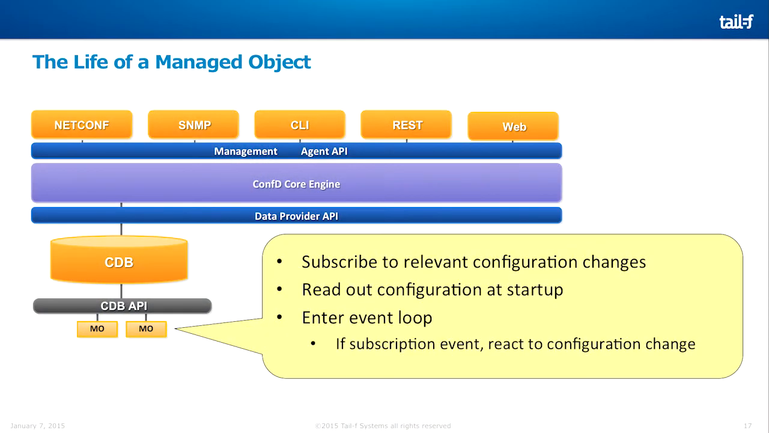So, you'll typically bring up your application. It will attach to the CDB API. It'll place any subscriptions to say if this data changes, please inform me. And it will also read out its initial configuration from CDB and then enter an event loop waiting for subscription notifications to be told that the configuration that it's interested in has changed.